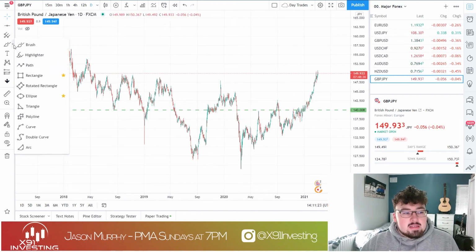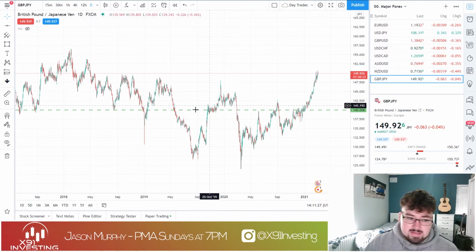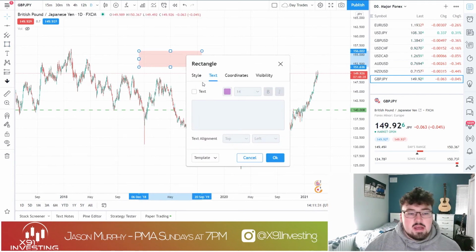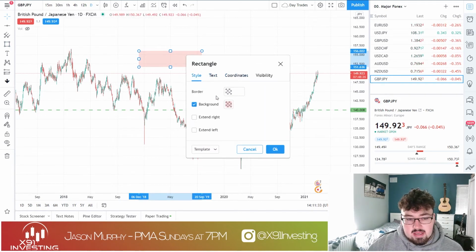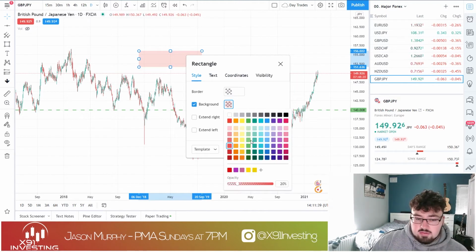But what I like to do is use rectangles, and I like to take the border off the rectangle. If you open the rectangle settings, you can go into the style, take the border and make it completely transparent, and change the color to whatever, right?